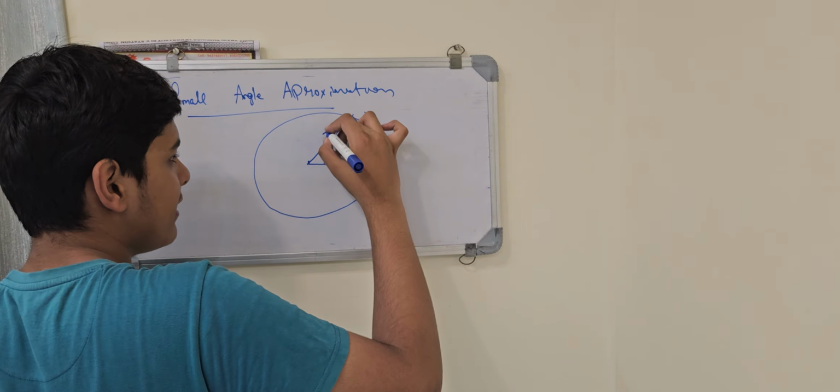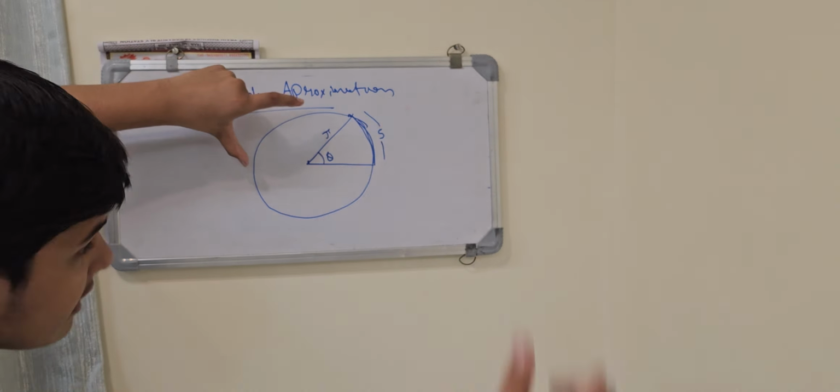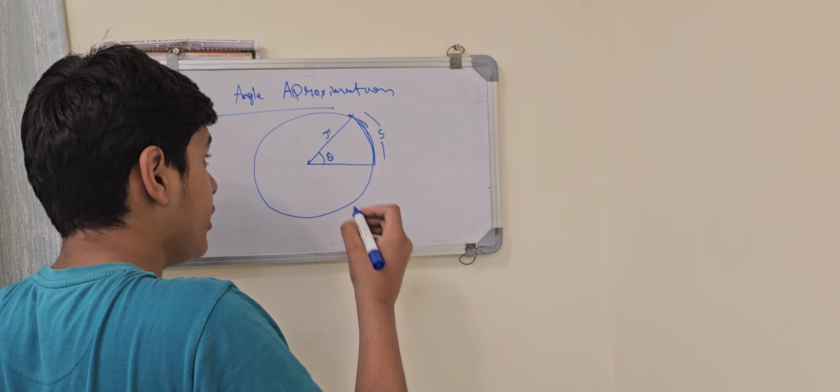Now this is the radius. From the center to any point on the circle is a radius, right? So this is also a radius. This is a radius.